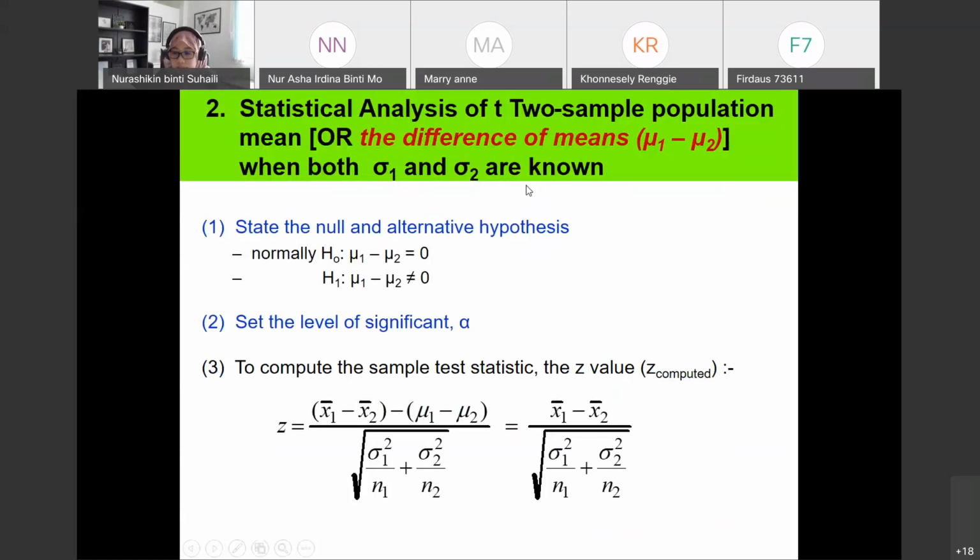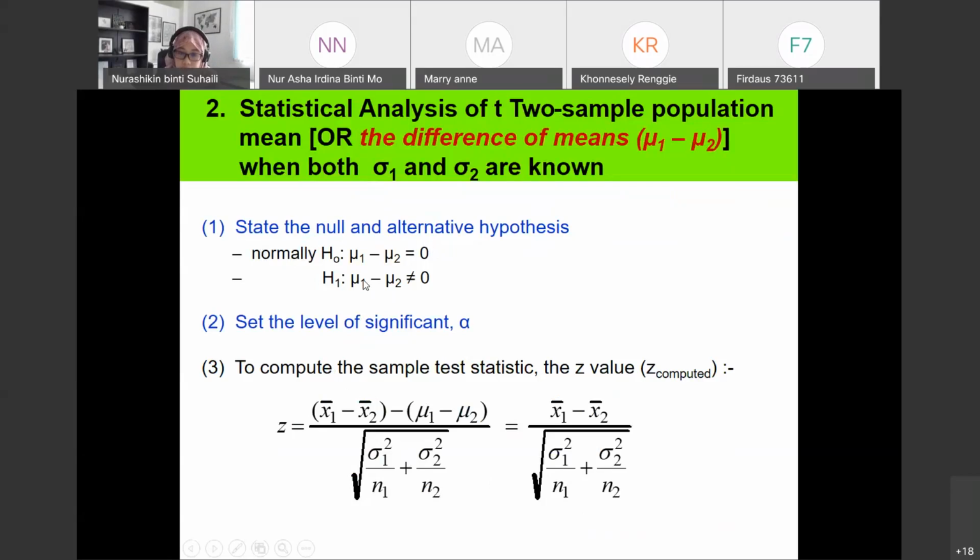So basically, when the standard deviation is known, the same as when we go for one sample in a population, remember last week, we use the Z distribution. But in this case, because there are two samples, we have to consider this extended version of the Z formula. It will be given to you, don't worry, but you have to know what it means. First, let's have a look at the steps. The first and the second step is the same. We have to state the null and alternative hypotheses.